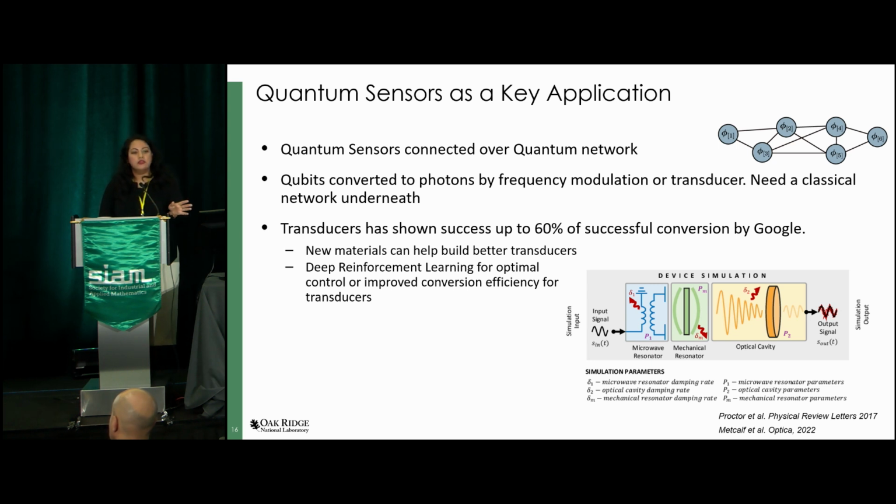And that is, again, an open research area because none of the transducers that exist today have a very good conversion rate. The experiment done by Google showed a 60% conversion rate. And some of the experiments I've been involved in have started using AI to improve the conversion rate. So there is another application of AI, or maths, to help you build better transducers, because transducers and memories are going to be something we will be deploying in the quantum network.